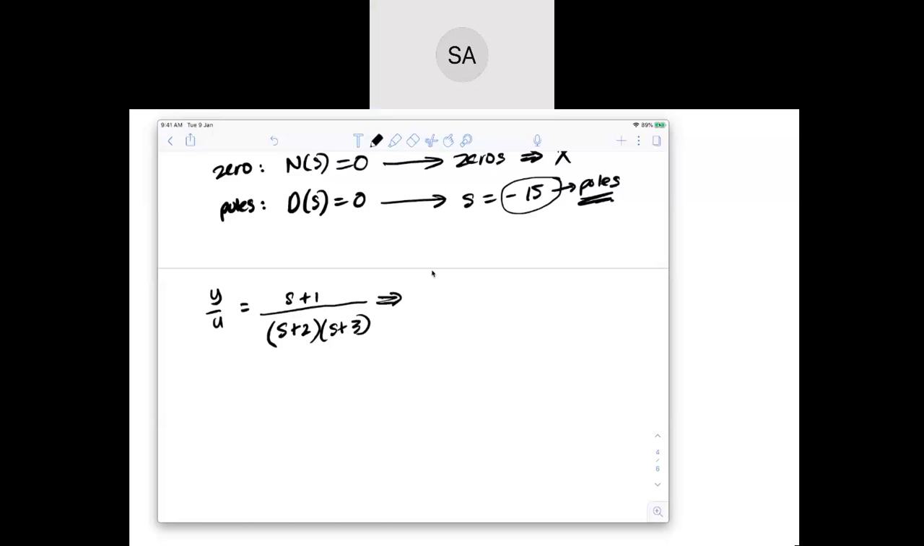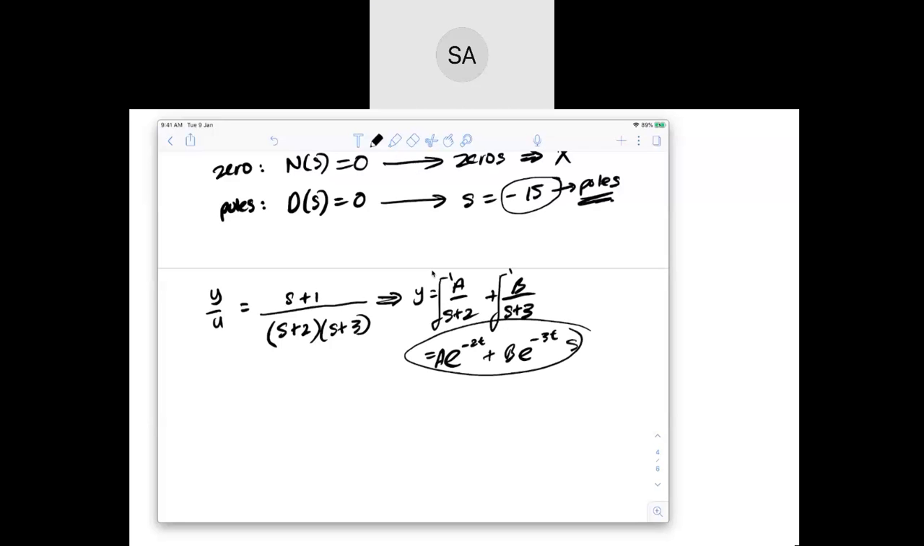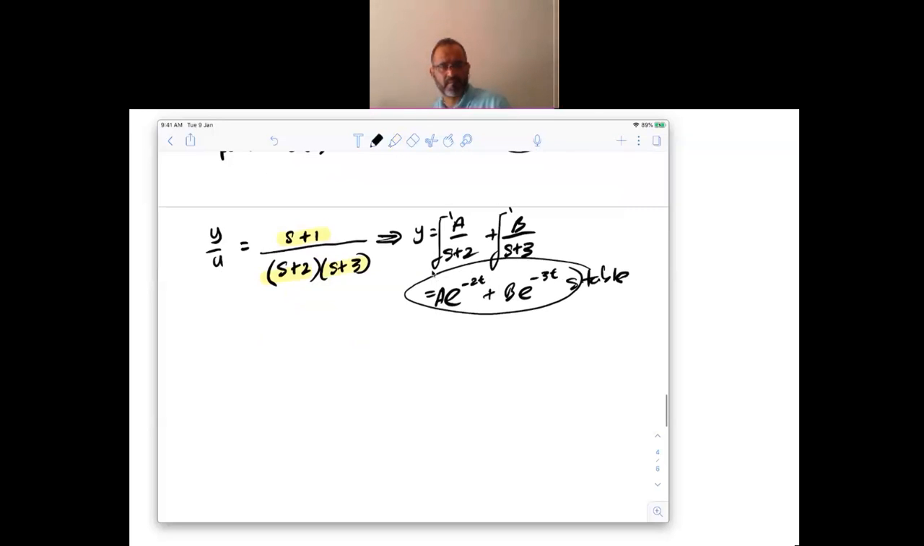If you take the Laplace transform and do the inverse Laplace like what we did, you're going to get y equal to a over s plus 2 plus b over s plus 3. Then you take the Laplace inverse of this, you're going to get a exponential of minus 2t plus b exponential of minus 3t. So you know, stable. But actually stability you can also tell in terms of your poles and zeros, as I mentioned. So let's have a look at the poles and zeros point of view.